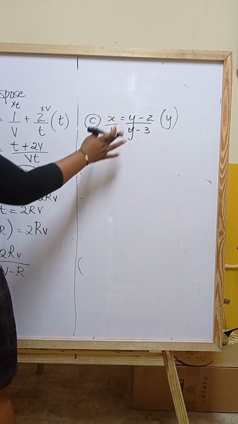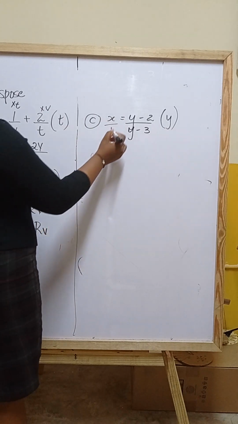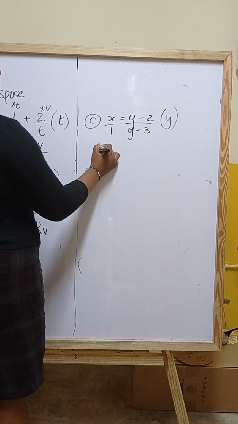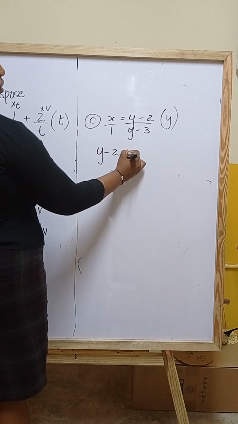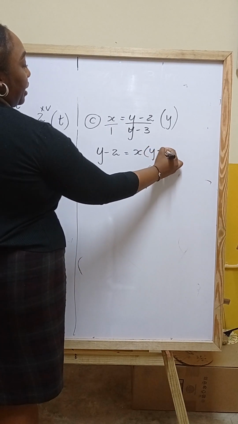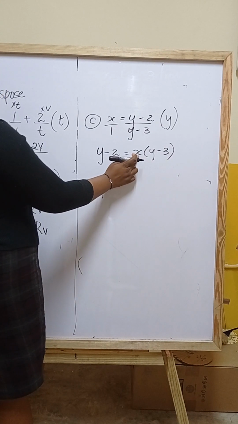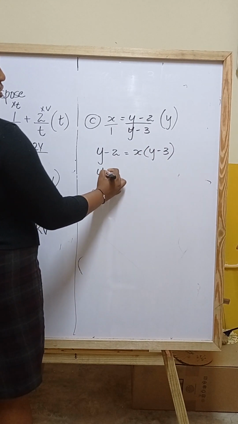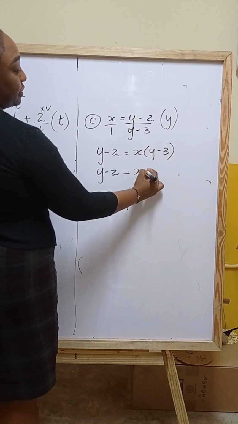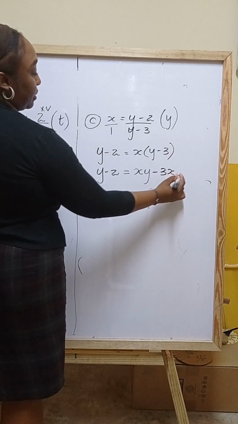So x over 1 equal y minus 2 over y minus 3 is the same as what we had before. So 1 times y minus 2 will give us y minus 2. X times y minus 3, we express it in that way, and we have to expand. So x times y is xy. X times minus 3 is minus 3x.